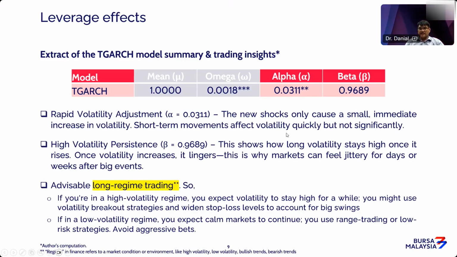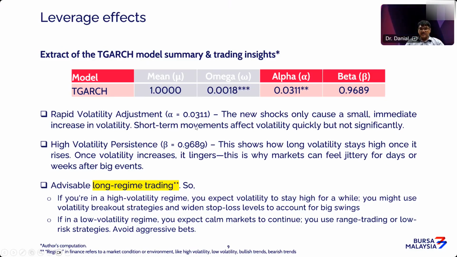It says that the new shocks only cause a small immediate increase in volatility. Short-term movements affect volatility quickly but not significantly. If you look in the statistical book, they say if you got 3 stars, it means very, very good. If you got 2 stars, probably less good. 1 star, still good, but not really. No star, no good. That is a plain language way to describe statistical significance.